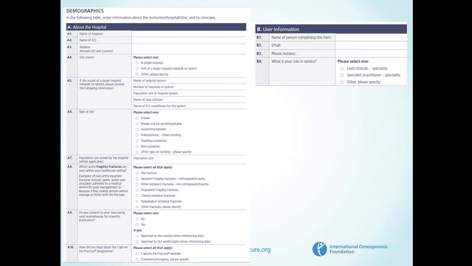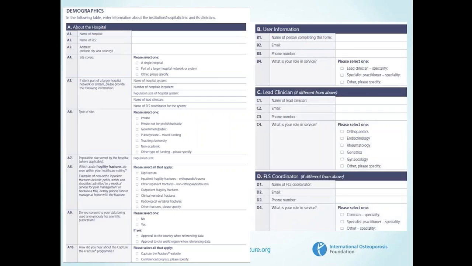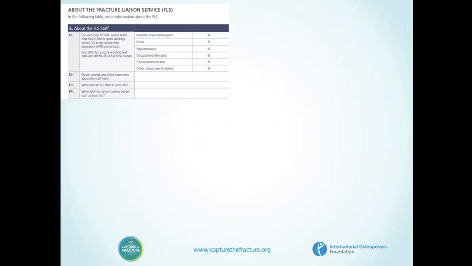The next part is the user information, so that we know who's in charge of the FLS, with the lead clinician and the coordinator. We also try to understand the size of the FLS by understanding how many persons are involved in the service, for example, physicians, nurses, physiotherapists, occupational therapists, administrators, etc. And all of those are equally important in being successful, but it also provides information on how FLSs in general are developed.